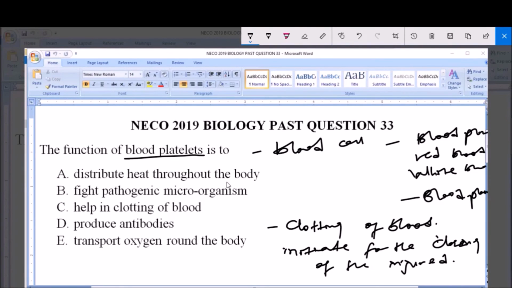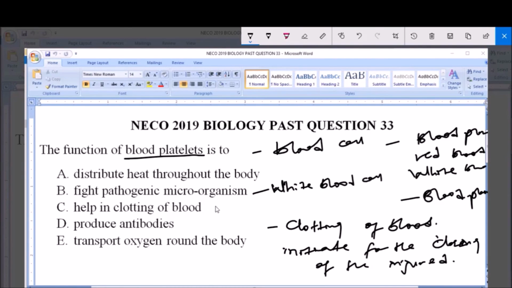Now, option A says distribute heat throughout the body. This is not the function of the blood platelet. This is actually the function of the blood plasma, because the blood plasma is the liquid portion of the blood. Now, B says fight pathogenic microorganisms. This is the function of the white blood cell.